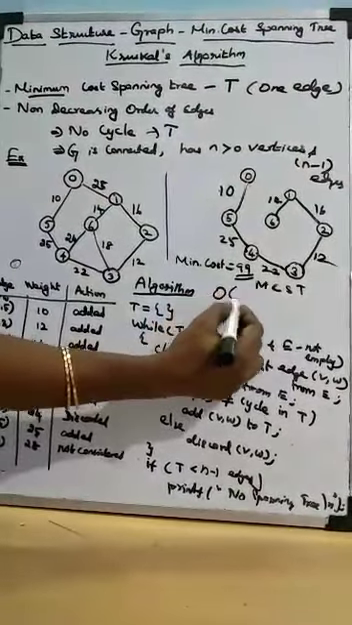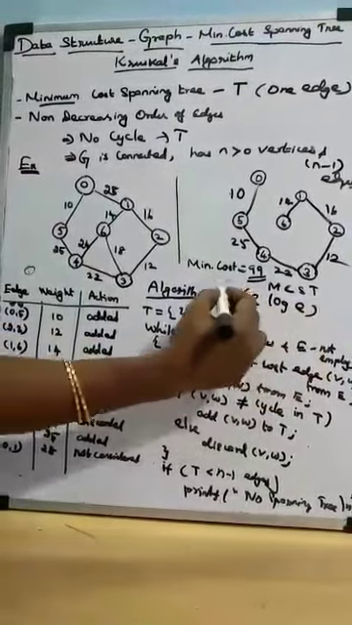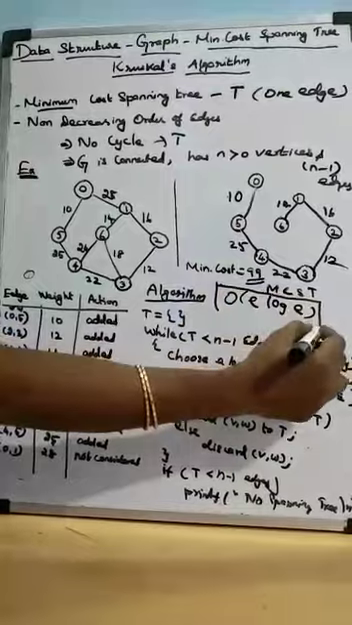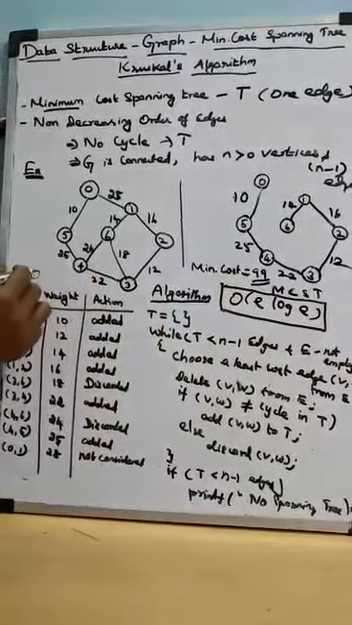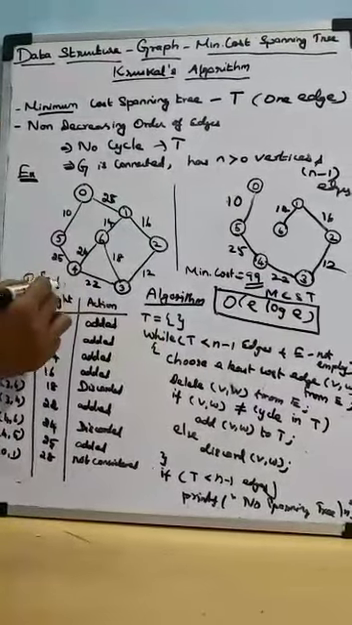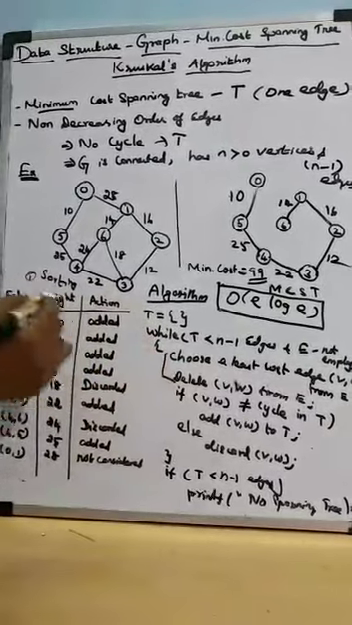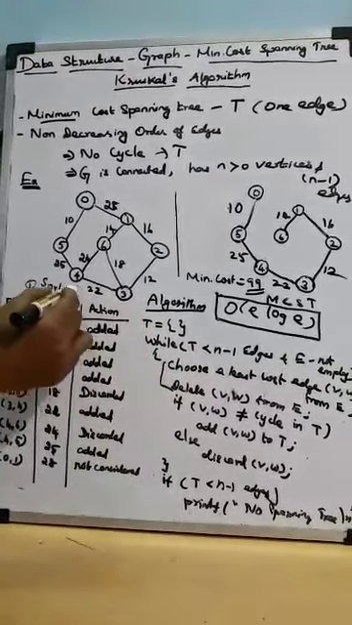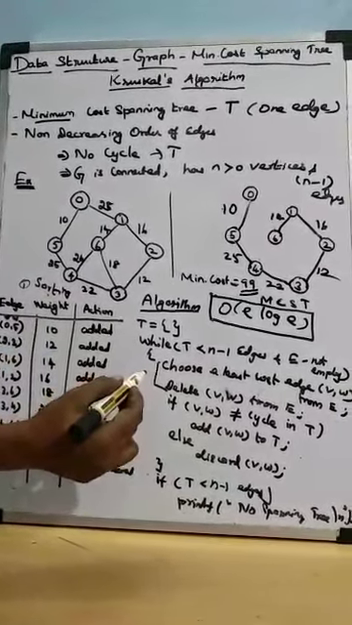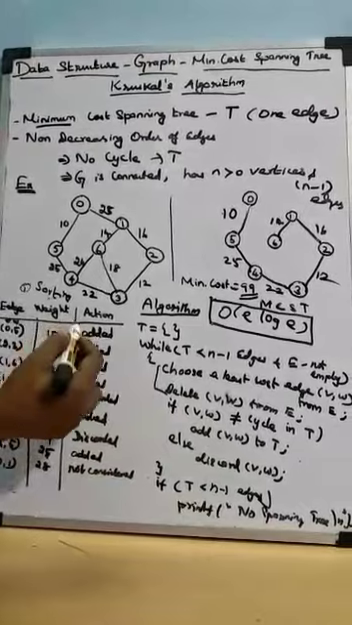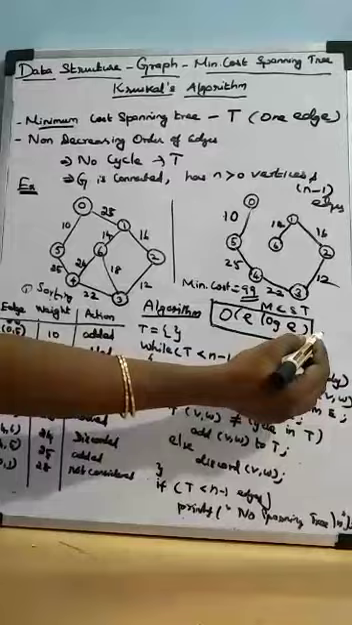The computation time is big O of E log E. This algorithm contains two major operations. First one, sorting edges. Second one, choosing and deleting operations. Sorting takes big O of E log E computation time. Choosing and deleting takes less time compared to sorting edges. So the overall computation time is big O of E log E.